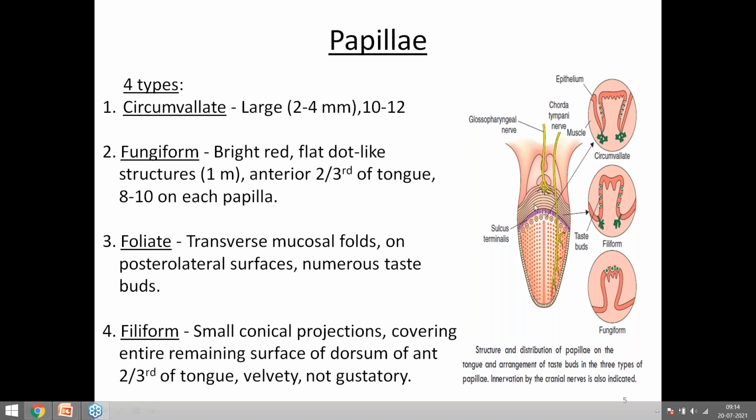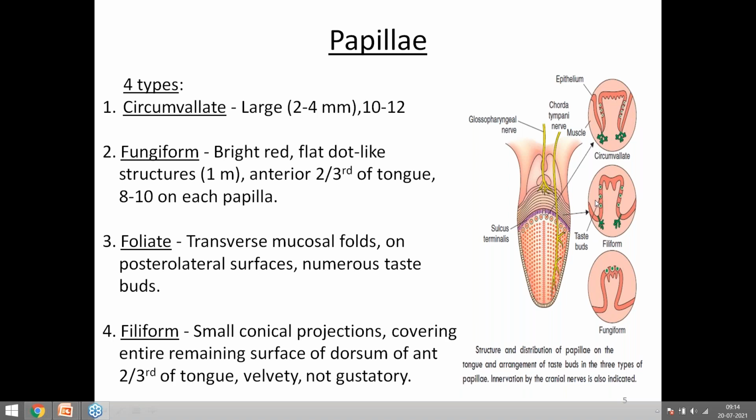And the fourth type is the filiform. Sorry, I pointed to the wrong one earlier. First was the circumvallate, then was the fungiform, the second one. Then foliate is not given here, and the fourth is the filiform. So filiform are small conical projections covering entire remaining surface of dorsum of anterior 2/3 of tongue, giving it a velvety appearance. They are arranged in rows parallel to sulcus terminalis.